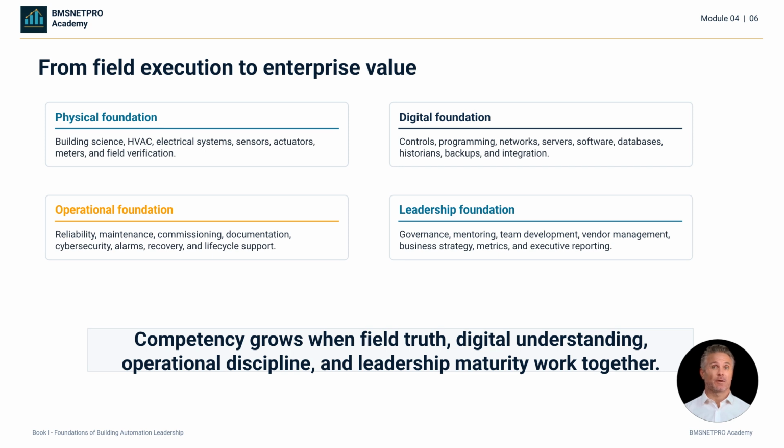Another way to understand the competency model is to group it into foundations. Physical foundation includes building science, HVAC, electrical systems, and instrumentation. Digital foundation includes controls, networking, servers, software, data, and integration. Operational foundation includes reliability, maintenance, cybersecurity, commissioning, documentation, alarms, recovery, and lifecycle support. Leadership foundation includes governance, mentoring, vendor management, business strategy, metrics, and executive communication.